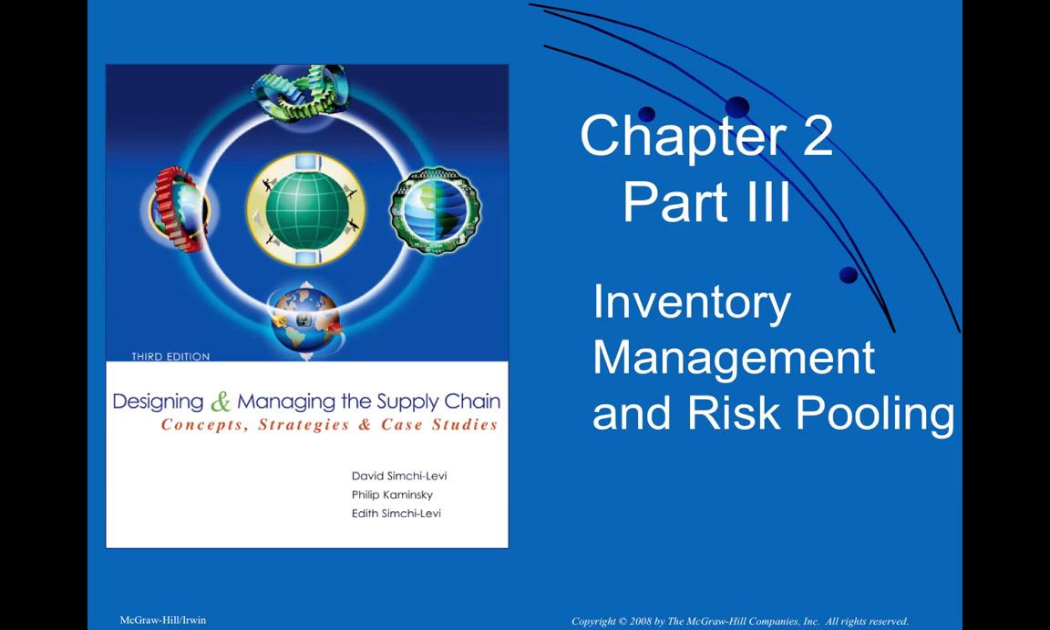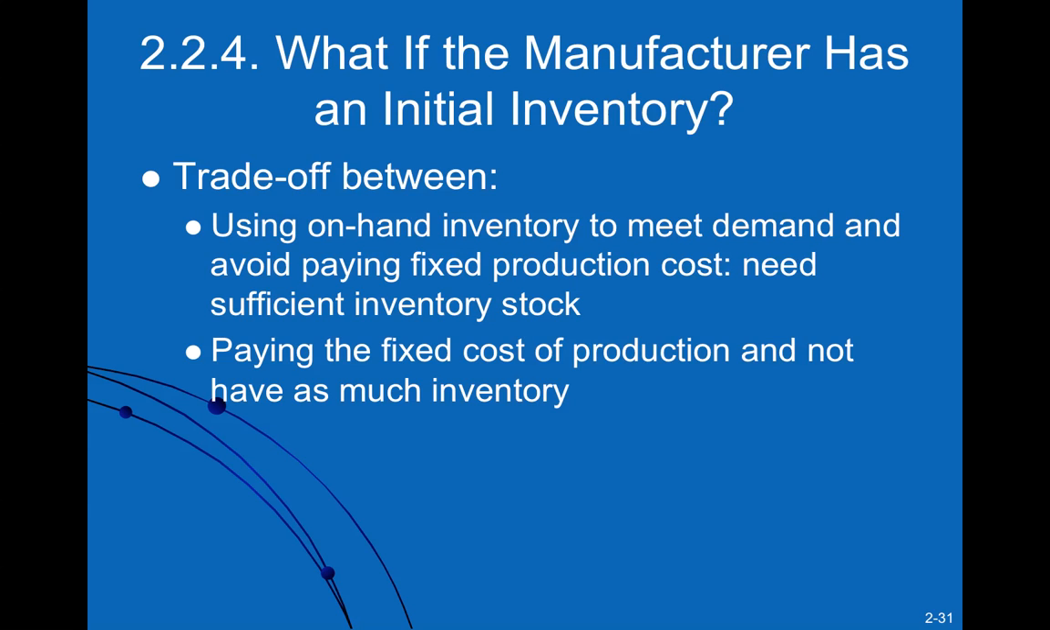In this section, we will explore the impact of initial inventory on our ordering decision, and then also we will look at the issue of multiple order opportunities. So, in a case where the manufacturer has initial inventory, that initial inventory can be used to offset the demand.